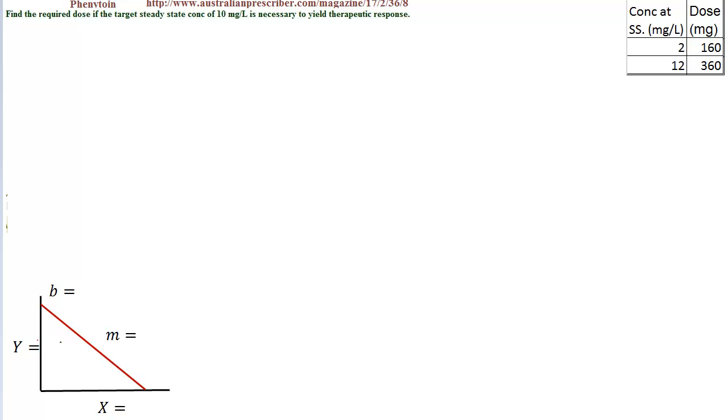Welcome back. Today we are going to discuss the topic of non-linear pharmacokinetics. Phenytoin is one of the drugs which follows a saturable metabolism. It follows non-linear pharmacokinetics.